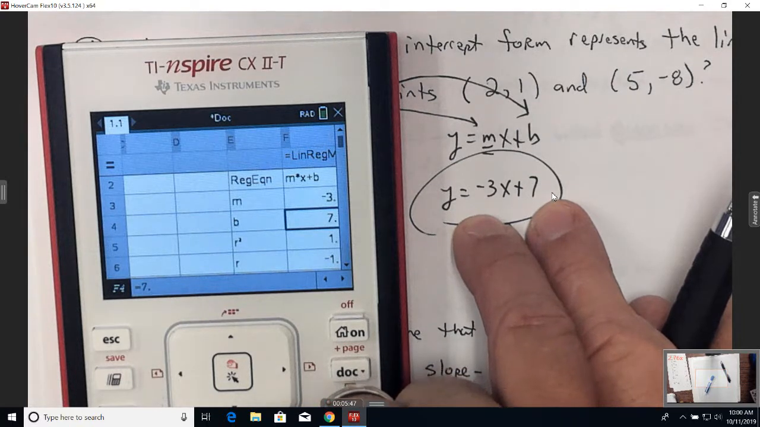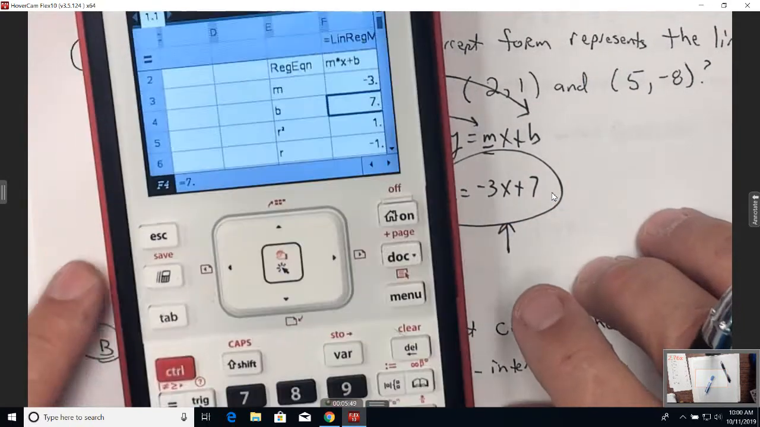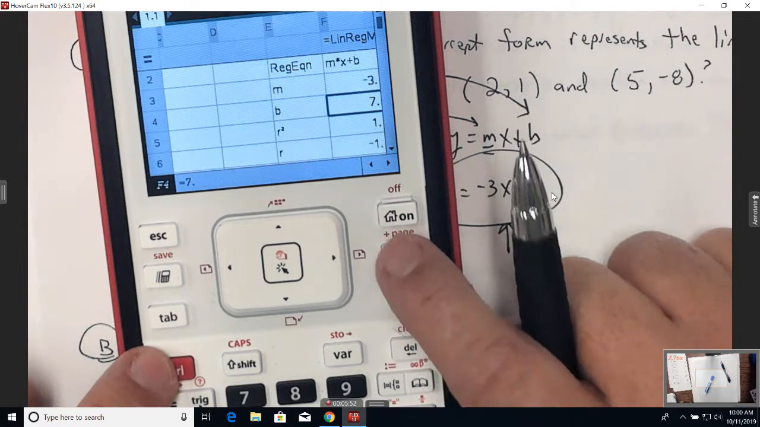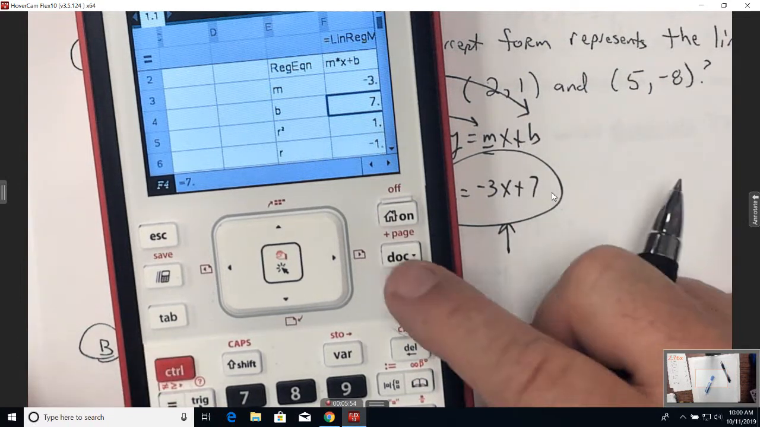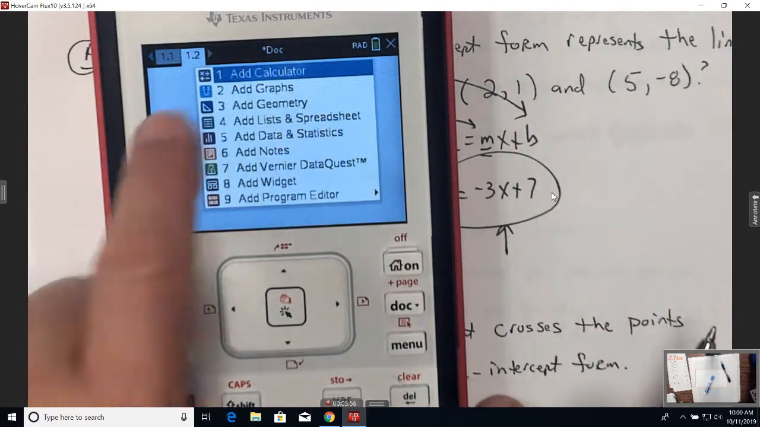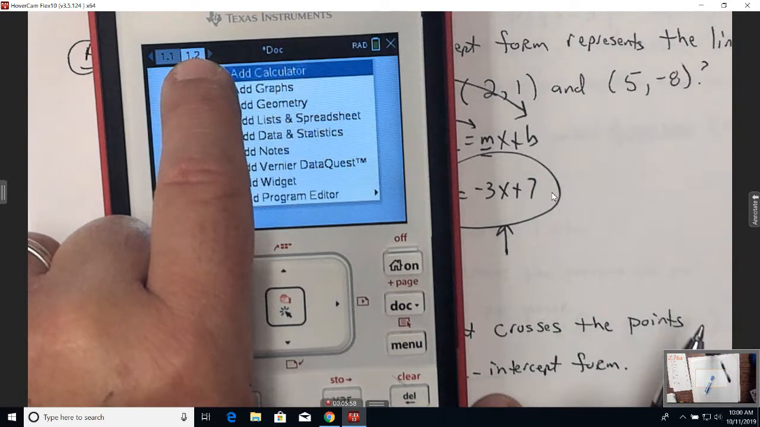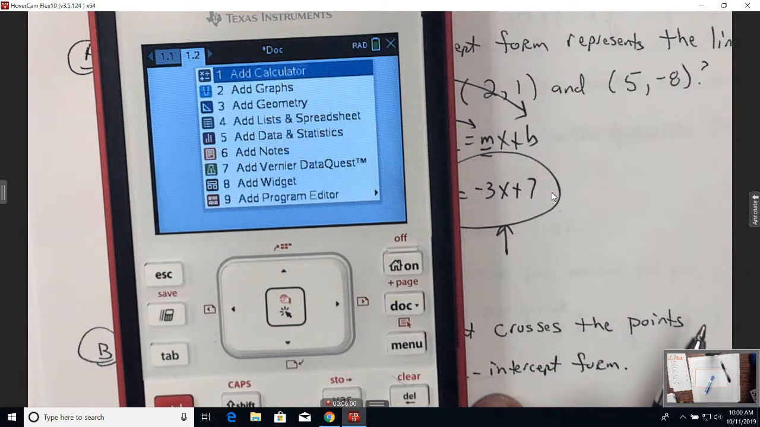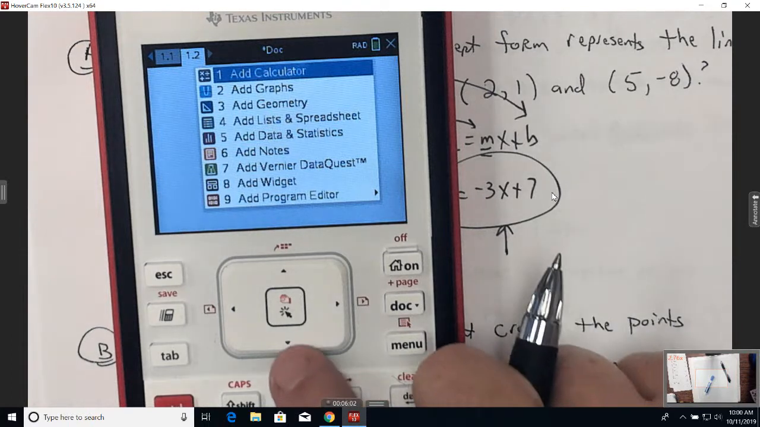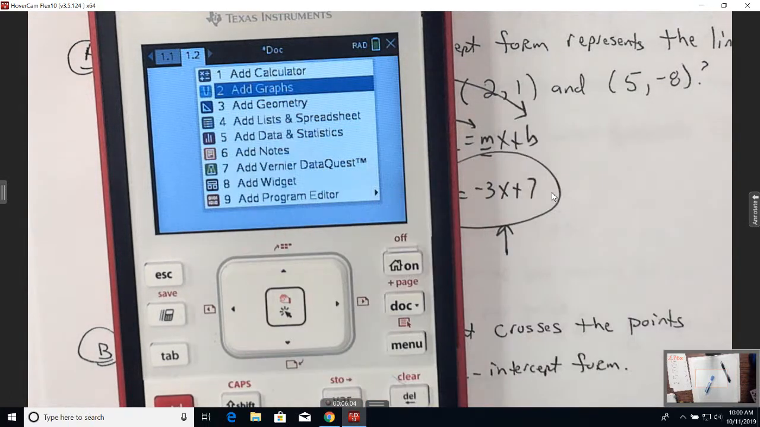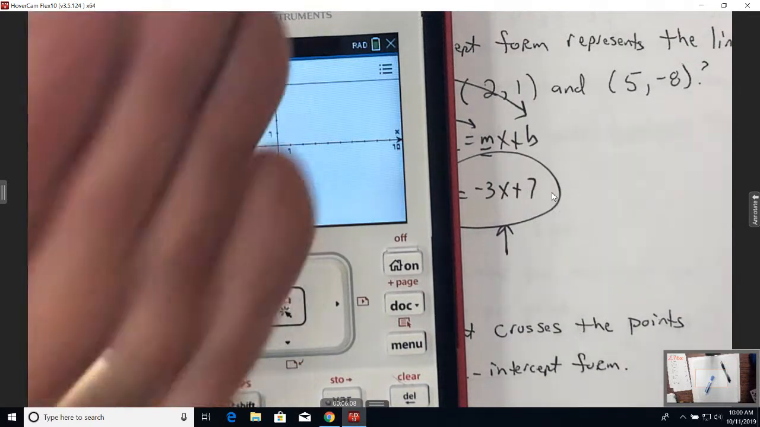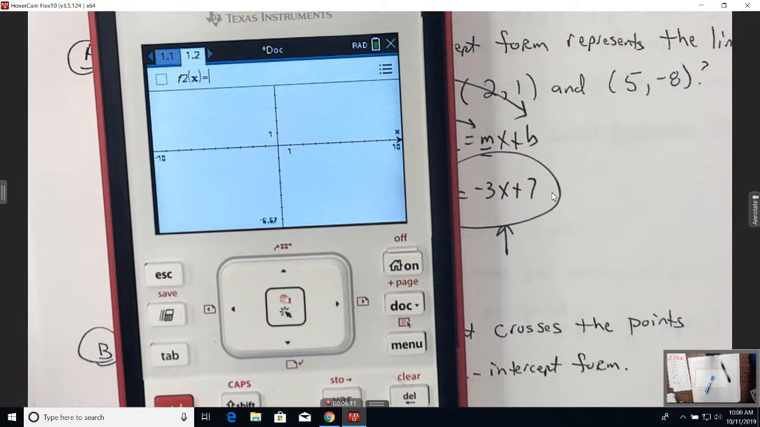Here's what you do to look at the graph. Hit Control, add a page, which is doc. Control, add a page. Look, it added you a page. It's the second page of your document. And I want to look at the graph. Guess what? The graph is already there. I just have to add the graph. Hit 2. And it's there. There it is. Y'all see the picture of it? I don't either. It's there.